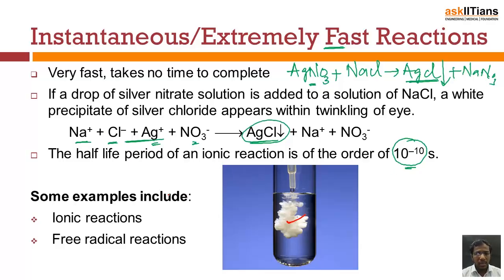Some other examples of these instantaneous reactions are free radical reactions. You know that free radical reactions are very fast. The free radicals are extremely reactive species, so they'll quickly react, and the reactions of the free radicals are also very fast. So this is one class of reactions which occur at a very fast rate.